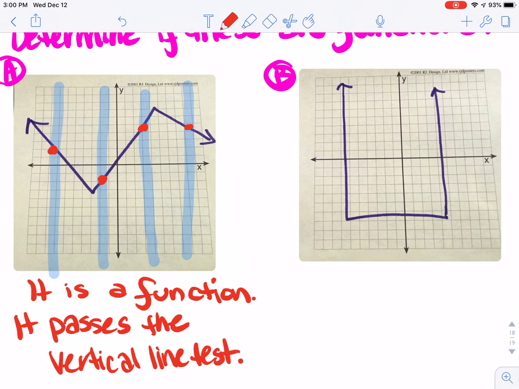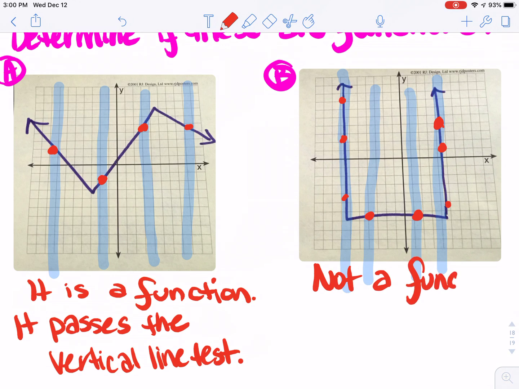Now, if I look at the second one, it's not as much of an issue seeing that these two parts are only going to hit once. But if I went down this spot or this one, I could see how it could hit more than once. Here it may only hit once, and that's fine, but if you can find even one place where it hits more than once, then it's not a function. So it's not a function. It does not pass the vertical line test.